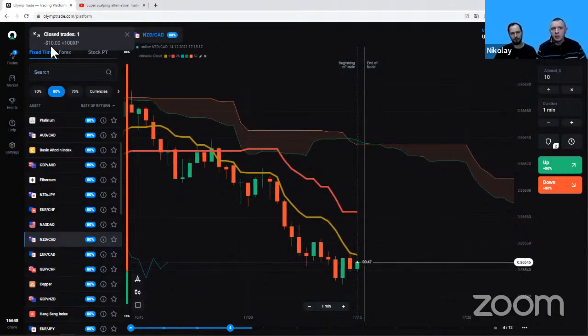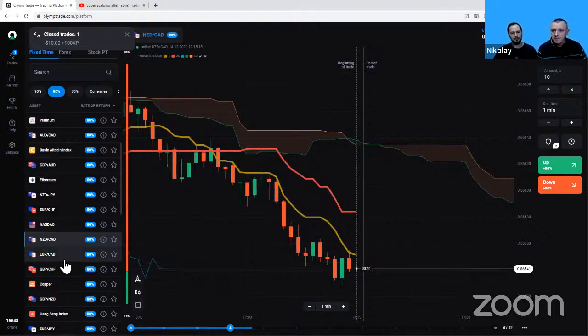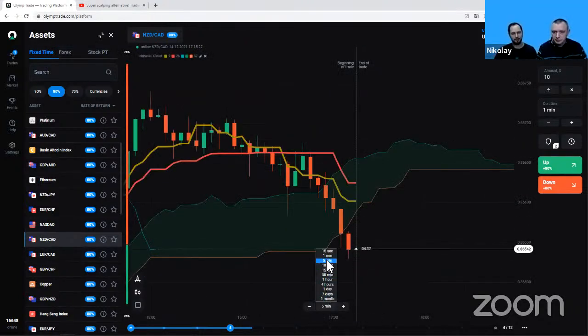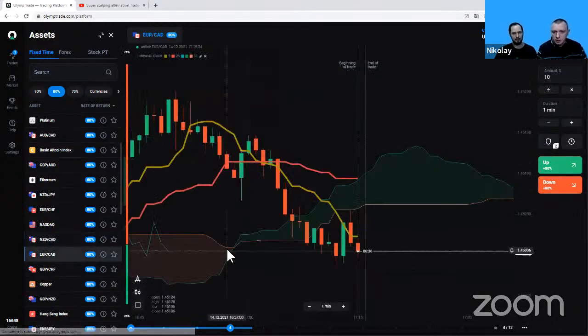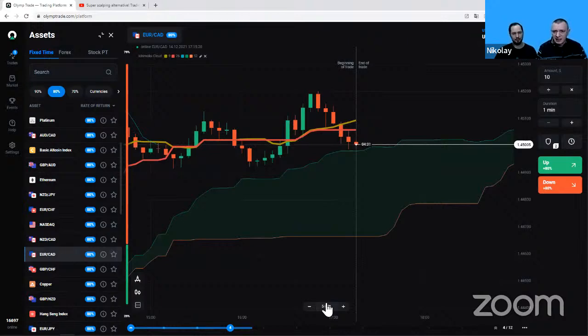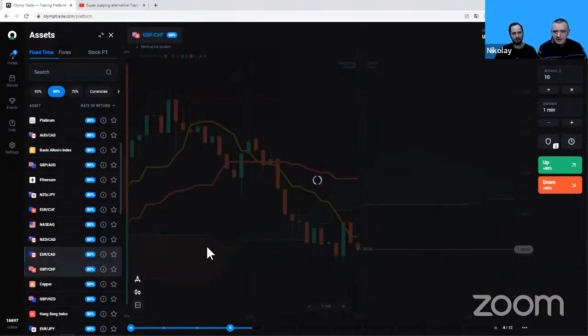By the way, my second trade was closed in minus, unfortunately. Yes, so just minus $10, but still I have time. So let me have a look. Euro Canadian dollar. Well, nothing here.